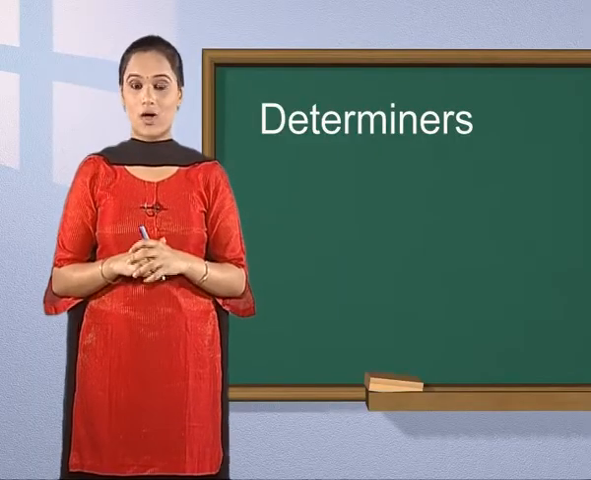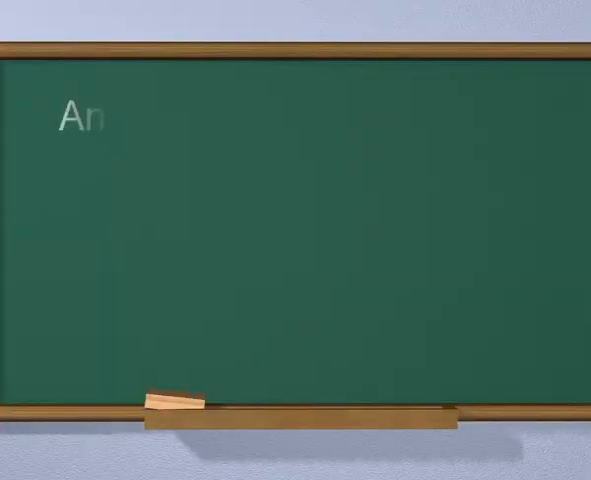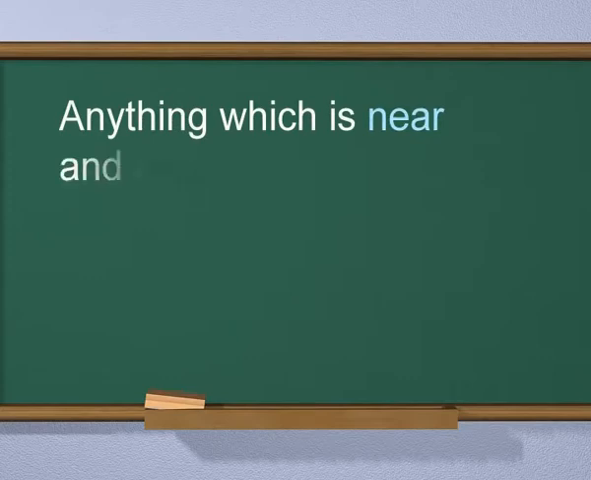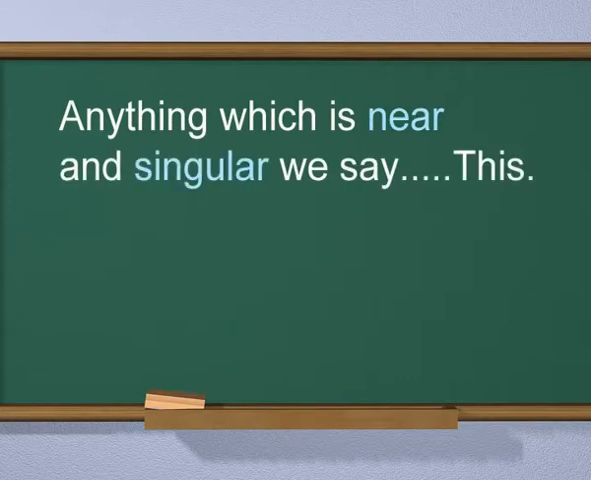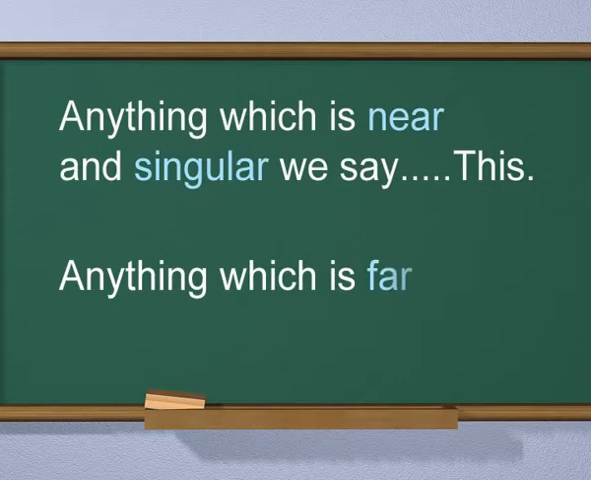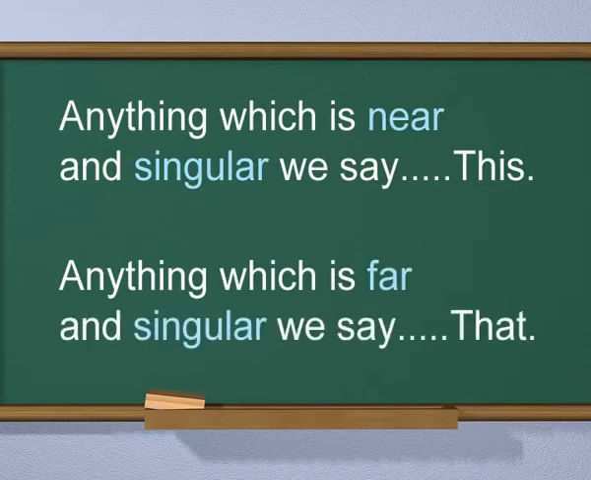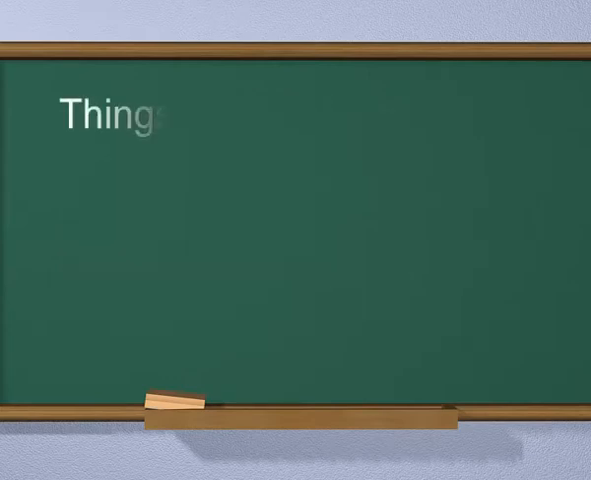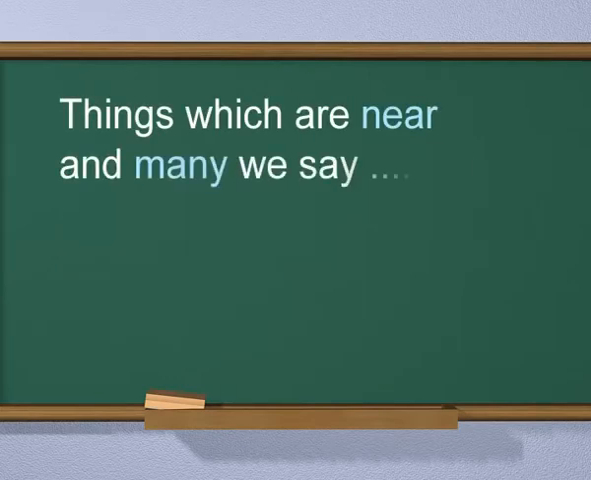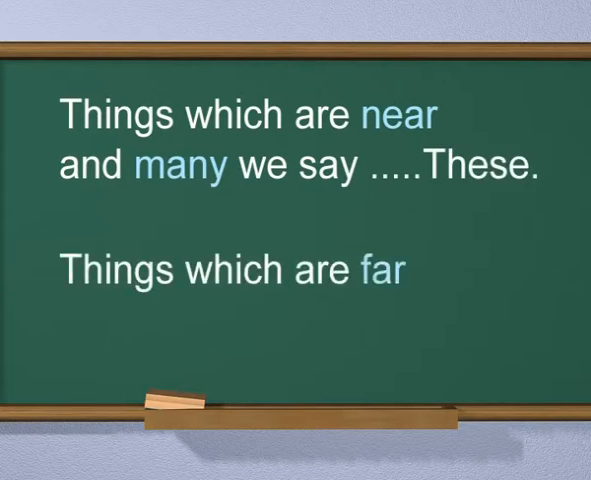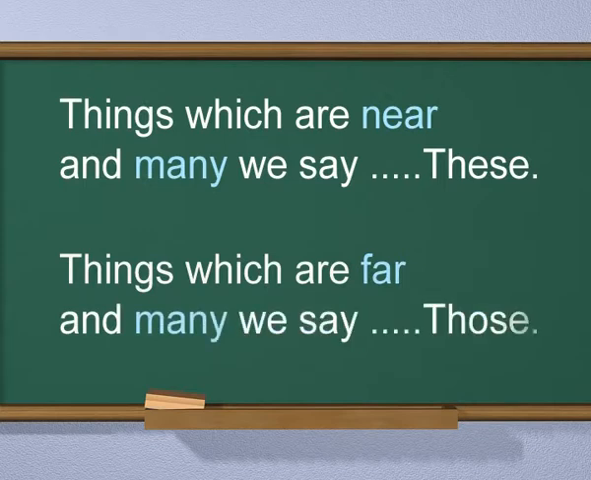Children, so what have you understood? For anything which is near and singular, we say this. Anything which is far and singular, we say that. Things which are near and many, we say these. Things which are far and many, we say those.